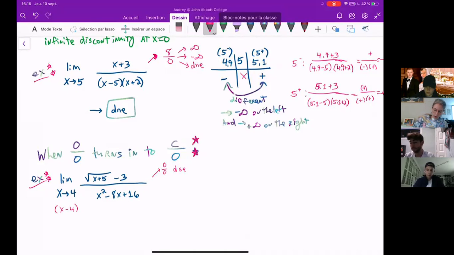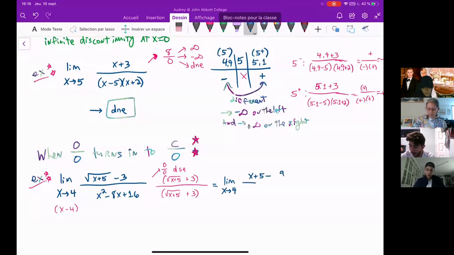You got it. So I'm going to multiply by root x plus 5 plus 3 over root x plus 5 plus 3. Which will give me the limit as x approaches 4 of x plus 5 minus 9, over x squared minus 8x plus 16 times root x plus 5 plus 3. What's x plus 5 minus 9 equal? X minus 4. Yay, we found our x minus 4.